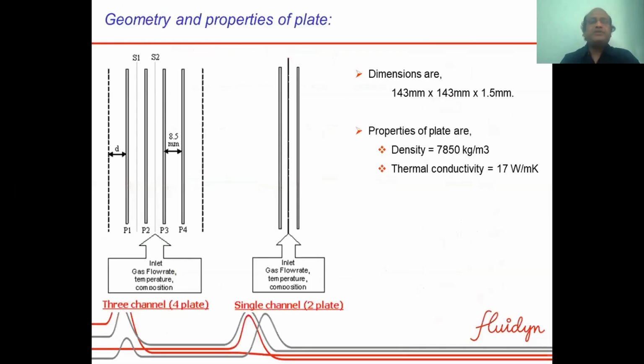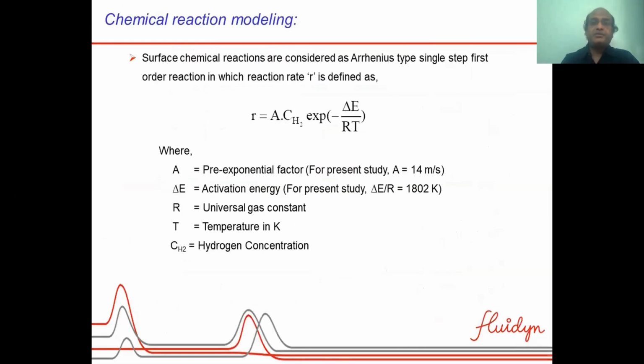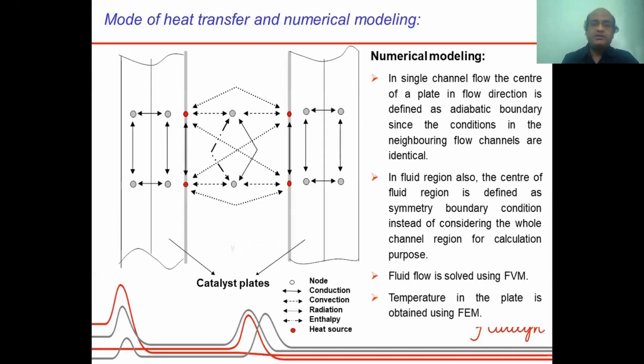If you look here, in addition to the heat transfer, there is a reaction at the surface. So the hydrogen and oxygen react at the surface, and that heat is released at the surface. So first it goes to the plate, and then it is transferred back into the fluid flowing, the hydrogen-air mixture. And at the same time, there is radiation also.